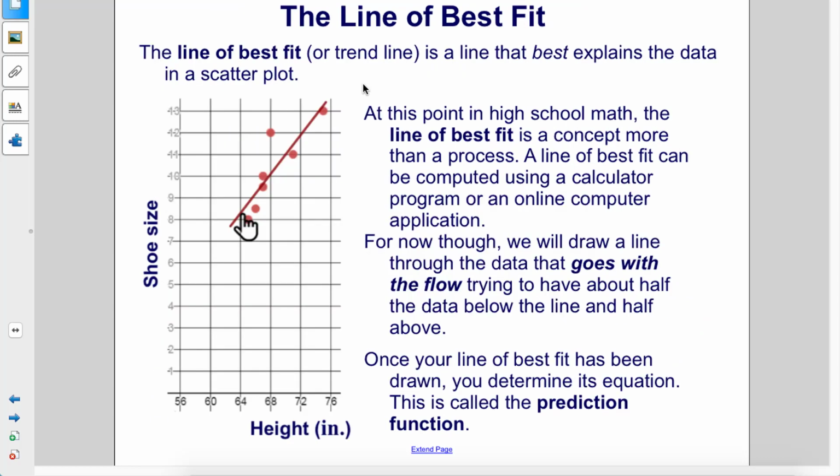The line of best fit, or trend line, is a line that best explains the data in a scatter plot. At this point in high school math, the line of best fit is a concept more than a process. A line of best fit can be computed using a calculator program or an online computer application. For now, though, we will draw a line through the data that goes with the flow, trying to have about half the data below the line and half above. Once your line of best fit has been drawn, you can determine its equation. This is called the prediction function.